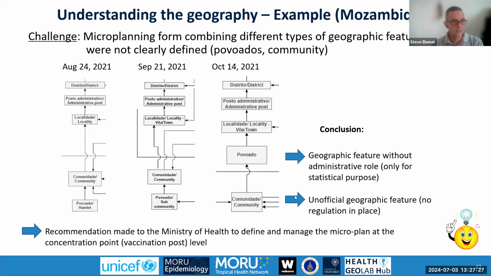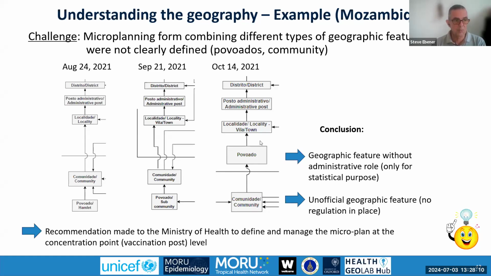And at first, based on the discussions, the understanding was that the povoado was at a level below the community level, right? So a community was composed of several povoados, and actually the list we were getting from the district tended to indicate this. But as we continued discussing, we were starting to have to make so many connections at different levels with other geographic features that something was off, right? So this is where we started to go and talk outside of the health sector to finally find out that it was the other way around.